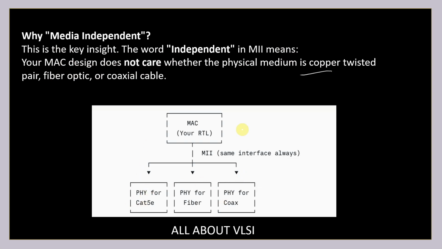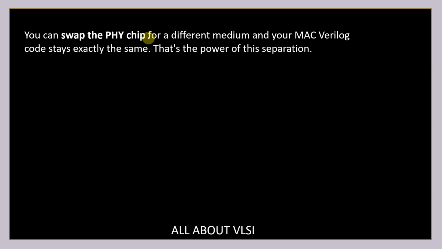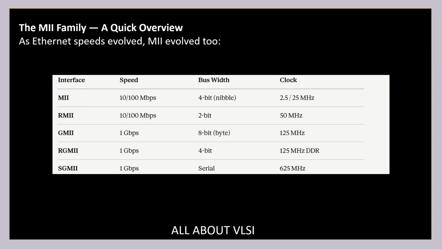It may be coaxial cable, or fiber cable, or copper cable. Your physical cable can be anything, and any physical chip may be connected to any particular interface. Whatever code you're going to write, if it wants to communicate with any physical chip, we are going to use the MII interface. That's the reason we use the word independent here. So basically, we can swap the physical chip for a different medium, and our MAC Verilog code stays exactly the same. This is the power of our separation.